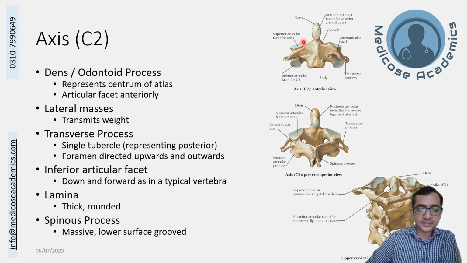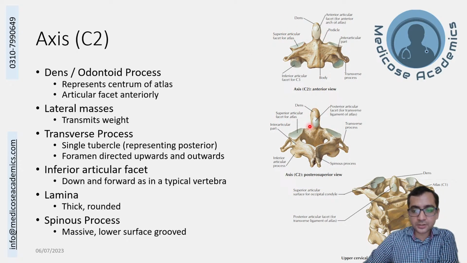So here is the axis, almost the same as the typical vertebra, but the thing that is different here is this portion, that is the raised dens. And let's see in the 3D model how we can look at it.